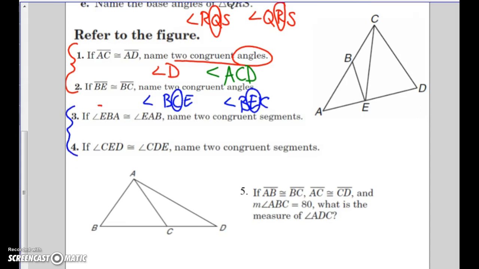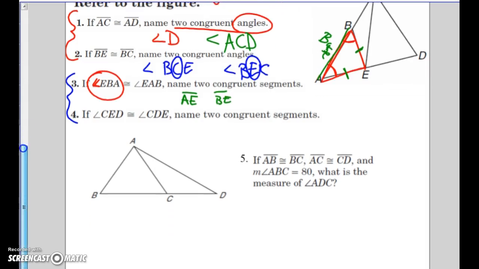Now try 3 and 4. What are they telling me to do? Look for the segments. Good. They're giving me the angles because of this little symbol right here. So angle EBA, this angle right here, is congruent to angle EAB, which is this angle right here. People get confused about which sides are congruent. Well, what one side touches both congruent angles? BA, that's my base. So EB and EA, I put AE, that's fine. It doesn't matter what order you put those letters in.